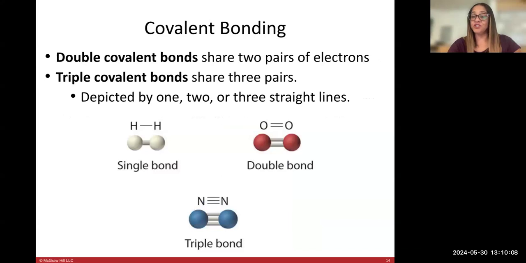Double covalent bonds share two pairs of electrons. There are also things that are triple covalently bonded. Those share three pairs of electrons. And when we draw them, we just draw them as lines. One line is a single bond, two lines is a double bond, three lines is a triple bond.